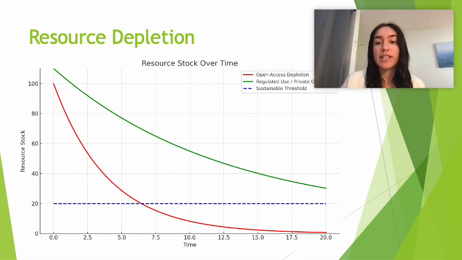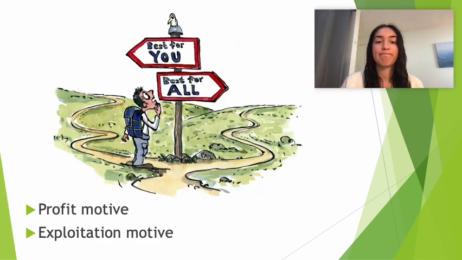On the other hand, the green curve shows what happens under regulated use or private ownership. When there are rules in place like quotas or permits or defined rights, users are more likely to internalize the long-term costs. This leads to slower extraction and the resource stabilizes above the threshold. The key takeaway here is, without intervention, common resources are overused and eventually exhausted. But when we apply the right economic tools, like assigning property rights or regulation, we can prevent collapse and manage the resource sustainably over time.